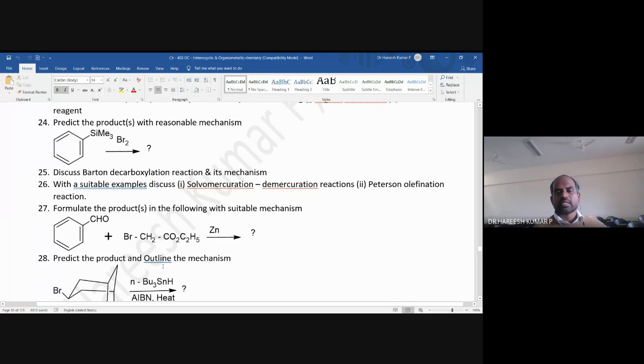Solvomercuration means addition of mercury as well as a solvent to the double bond is called solvomercuration. Demercuration means, when you are adding sodium borohydride, that is called a demercuration. Peterson olefination means double bond. How the double bond is formed, more particularly with syn elimination. So you have to take an eclipse form and then you have to show the mechanism with respect to the Peterson olefination.